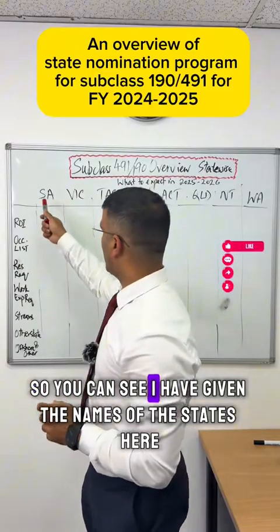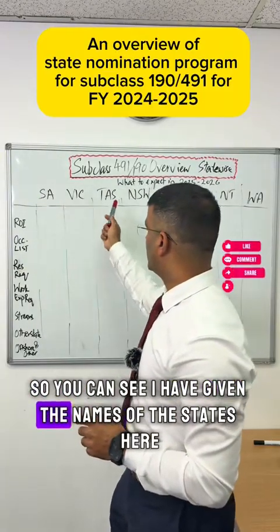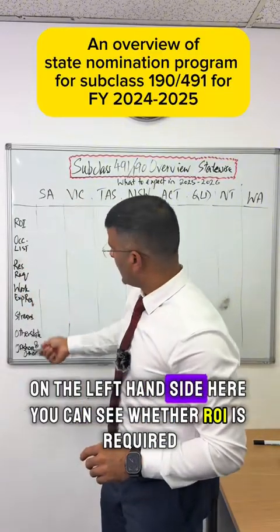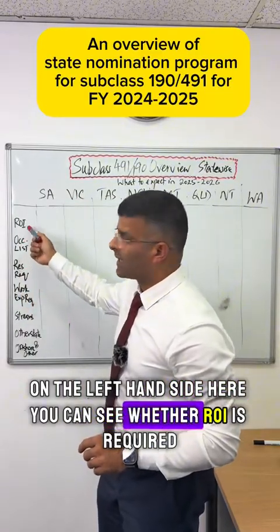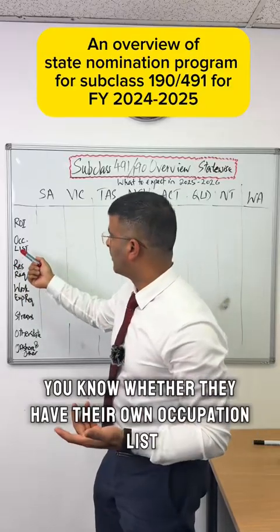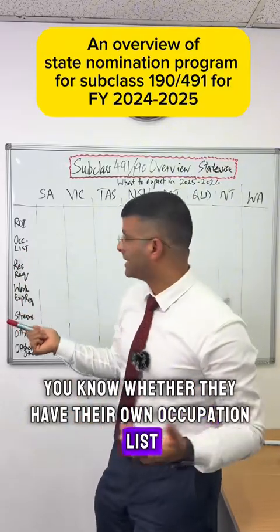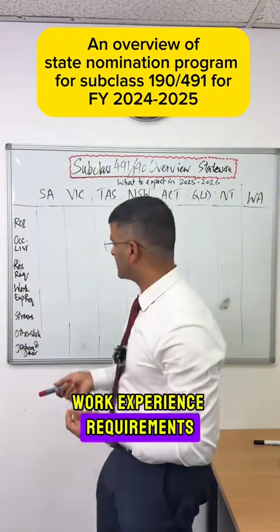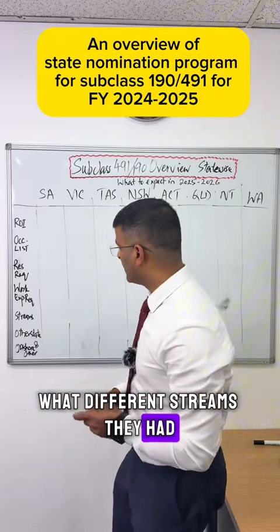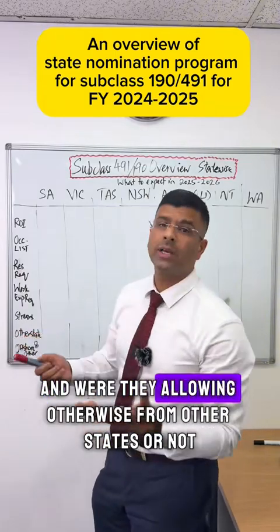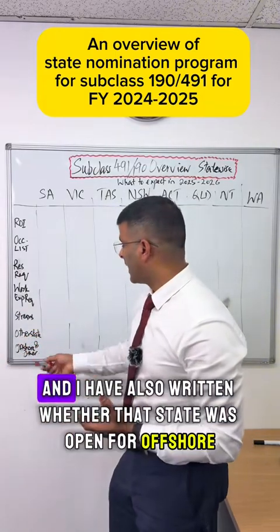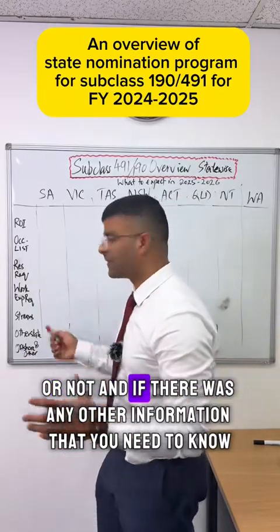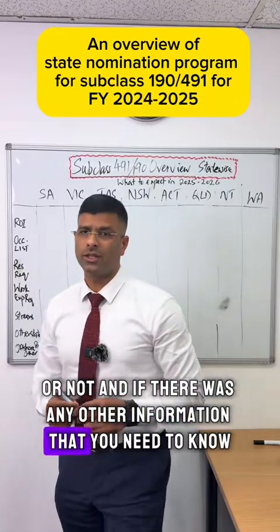So you can see I have given the names of the states here. And on the left hand side, you can see whether an ROI is required, whether they have their own occupation list, what the residency requirements and work experience requirements are, what different streams they had, and whether they were allowing ROIs from other states or not. I have also written whether that state was open for offshore or not, and if there was any other information that you need to know.